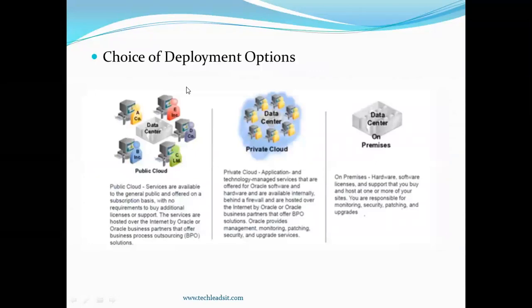Okay. Here we have the choice of deployment options. In the very first slide we could see the best business process and the business platforms, right? So how they are deployed in our cloud: we have public cloud, private cloud, and on-premise systems. The public cloud is the data center, the box in the middle, and here you could see various business partners, A, B, C, D, E, and the data center is completely hosted by Oracle itself.